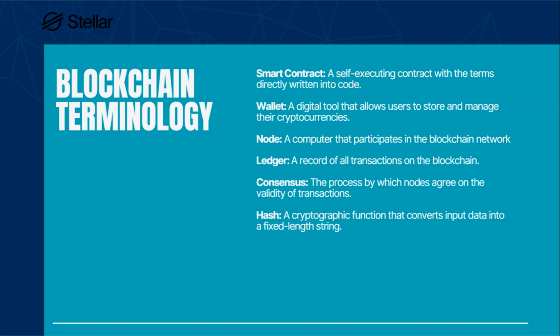And then we have consensus. Consensus is a process by which nodes agree on which transactions are valid. Since there's no boss, the network must democratically agree on truth. And finally, we have a hash. A hash is a cryptographic function that converts input data into a fixed length string. If you remember these terms, smart contract, wallet, node, ledger, consensus, hash, you already understand the language of blockchain.